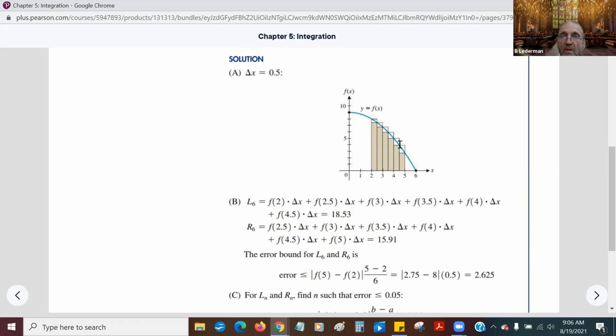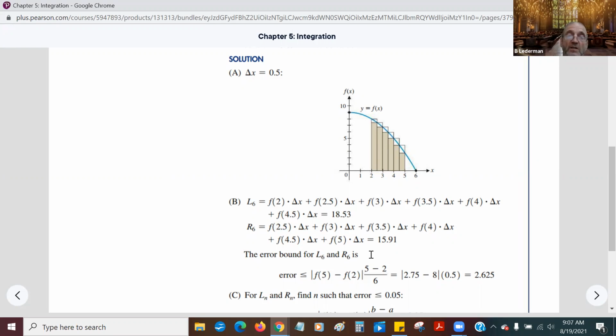And for the right rectangles, instead of starting at 2, I start at 2.5, because the beige rectangle, which in this case is the right one, doesn't hit the curve at f of 2. It only hits it over here at f of 2.5. So I stagger it: f of 2.5, f of 3, and instead of stopping at f of 4.5, it stops at f of 5. That's what happens.